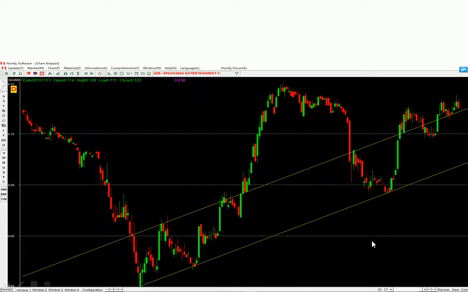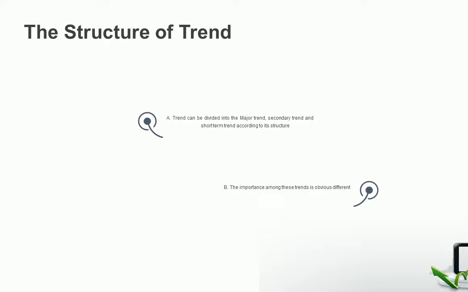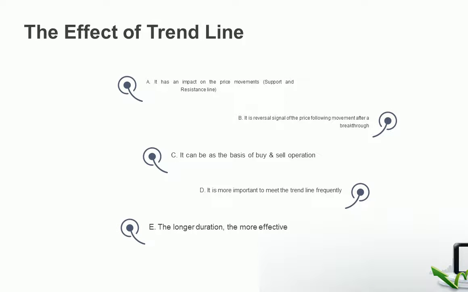So if you confirm that the trend line is effective, I think you can save the trend line and use it to judge where the support and resistance are, and when is a good chance for us to get in. Then we can see the next one, the structure of trend. Trend can be divided into the major trend, secondary trend, and the short-term trend according to its structure. The importance of these trends is obviously different. Then it has an impact on the price movements, support and resistance. So this one can help us to judge the support and resistance.